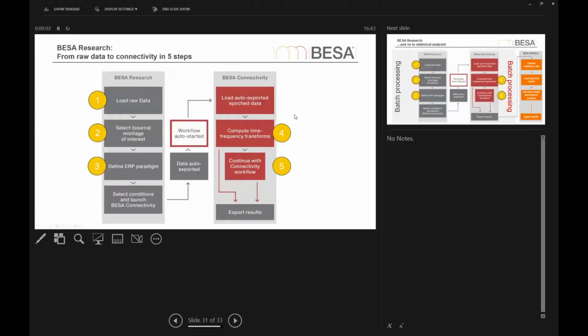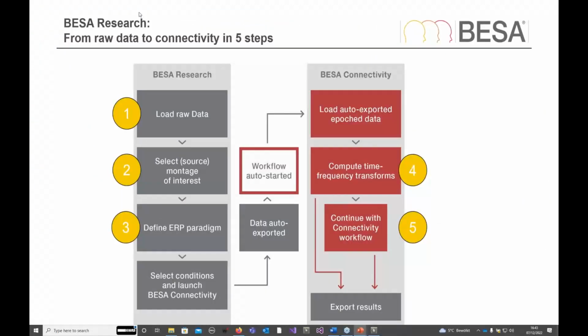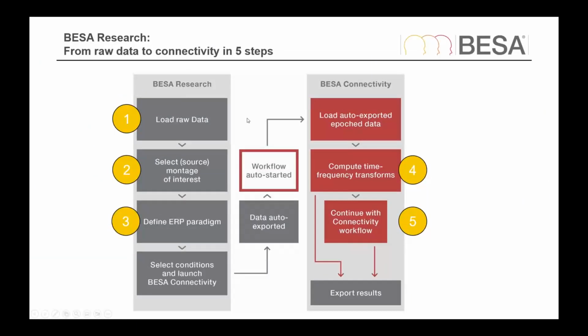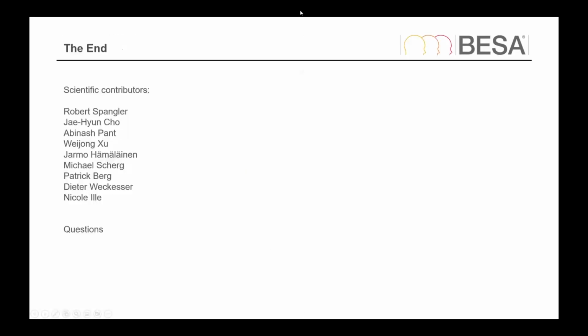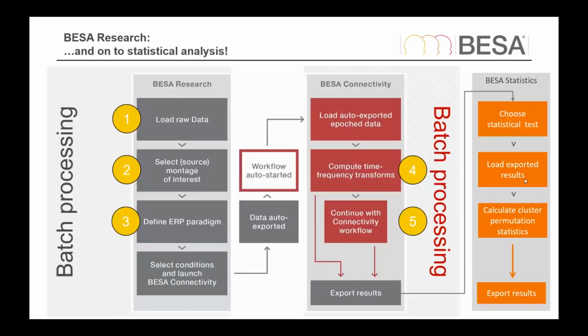Just one more thing that is worth mentioning is that I can also use the batch processing in BESA Research, and that will then allow me to do multi-subject analysis on an arbitrary number of subjects. I can prepare all the data in the batch for connectivity, save all this data, export all the data epochs for connectivity, and then continue the batch processing through BESA Connectivity, and also export the data, for example, for a final look at BESA Connectivity.